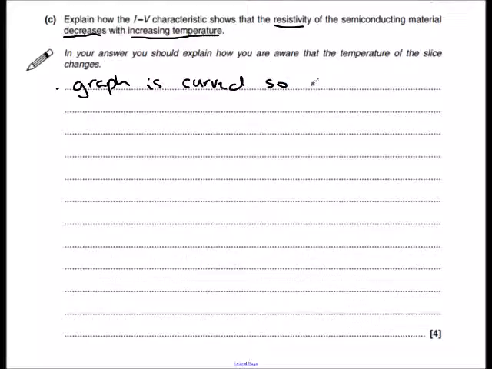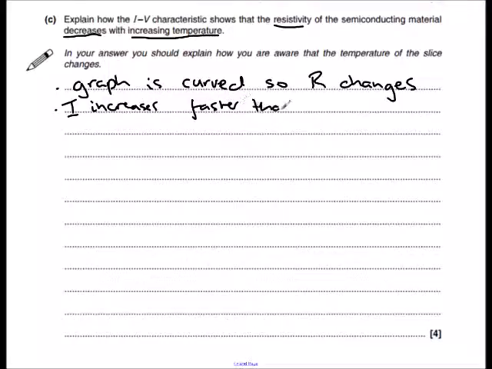What can we say? If the graph is curved, R changes, the resistance changes. It's not constant. We've said that if it's a straight line graph, the resistance doesn't change, but because there's a curve, the resistance changes. Let's try and justify that. We've got to say that I increases faster than V. We said the current increases faster than the voltage. That's why there's this curve.